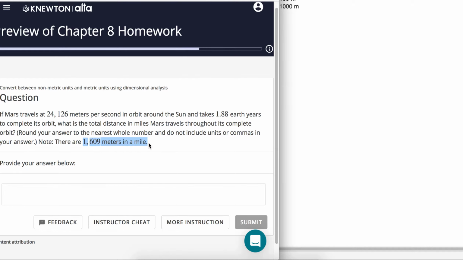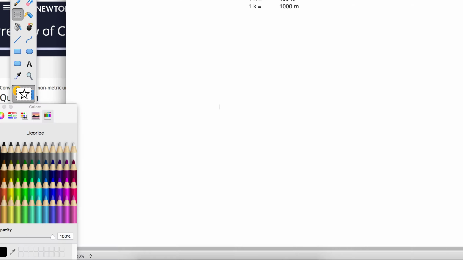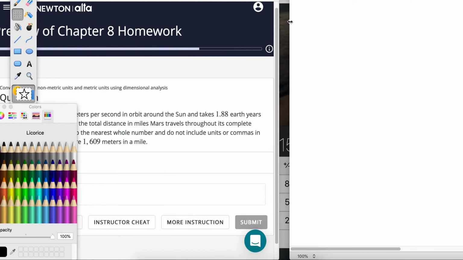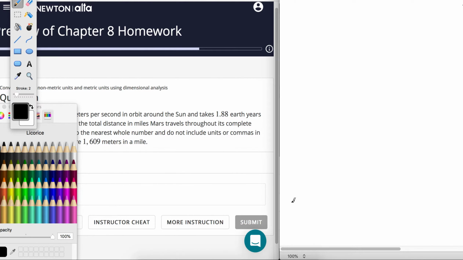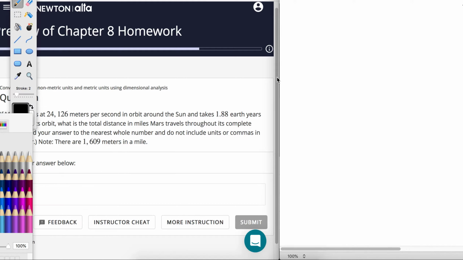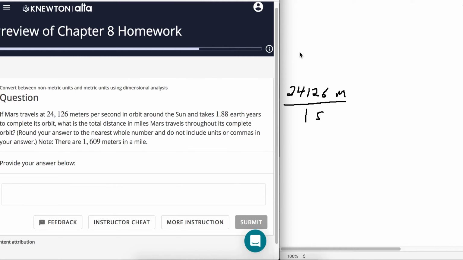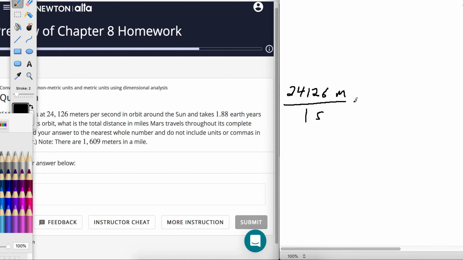So nicely, they give us meters per mile, okay? So why don't we start with that? Let's get ourselves out of meters and put ourselves in terms of miles. There's 24,126 meters per second. I'm going to use S for second, okay? If that's Mars's velocity around the sun. But we want to take that and put it in terms of miles.